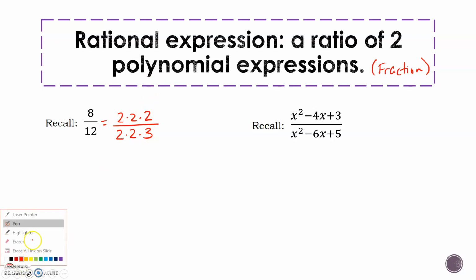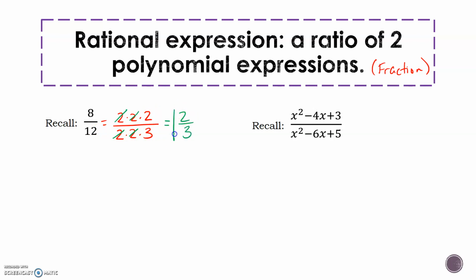Now you can cancel out any factors that are both in the numerator and denominator. So if you see this 2, there's one in the numerator and one in the denominator. This 2, there's one in the numerator, one in the denominator. This 2, there's only one left. There's only one 3 left, so 8 over 12 is 2/3.